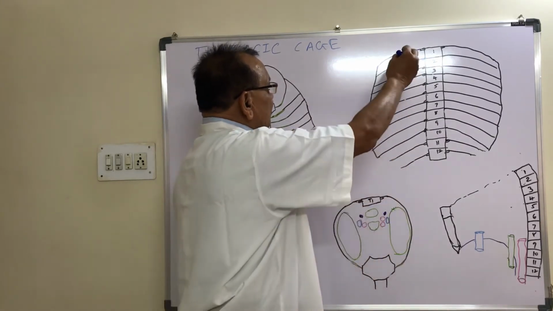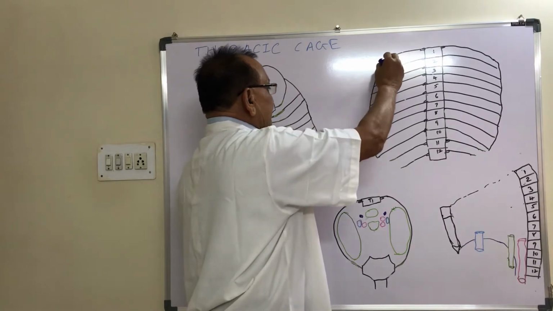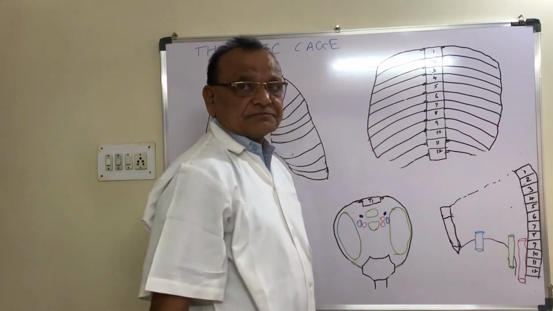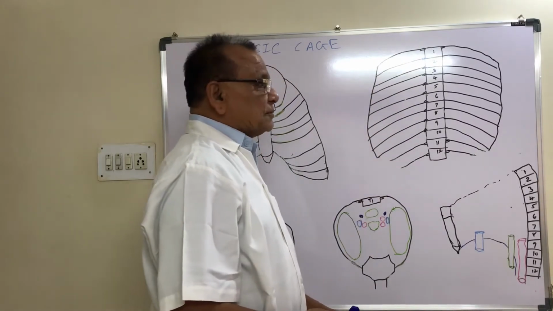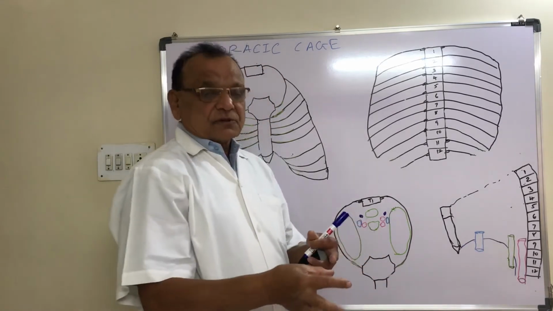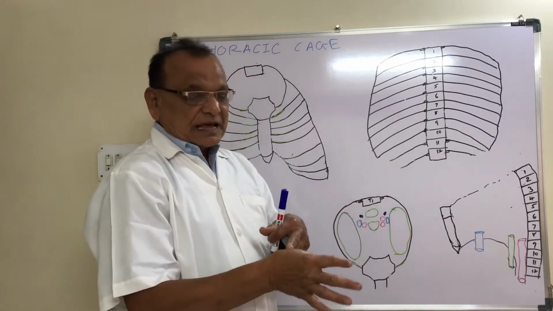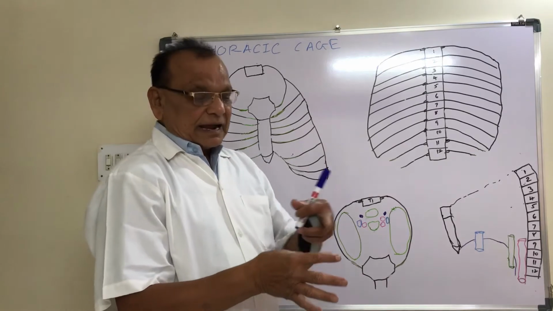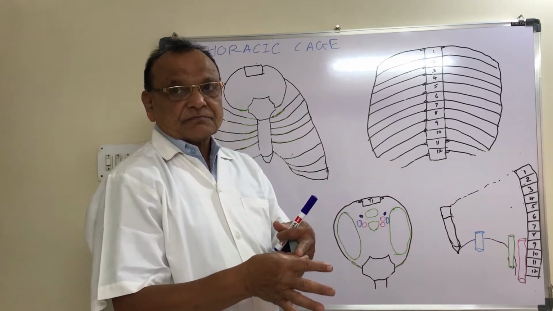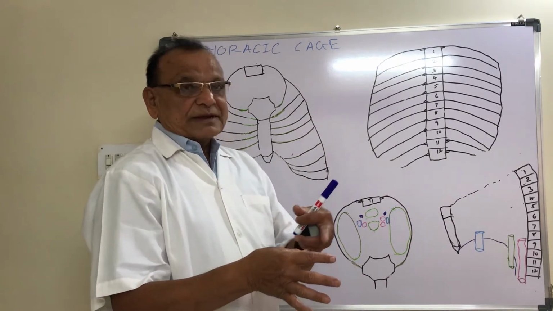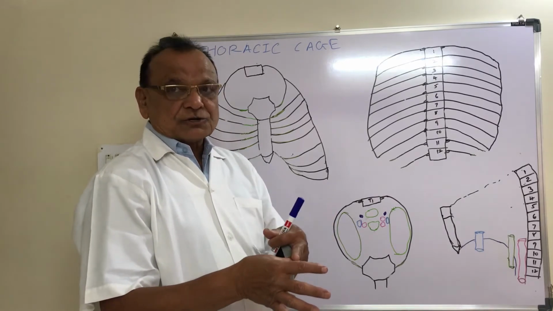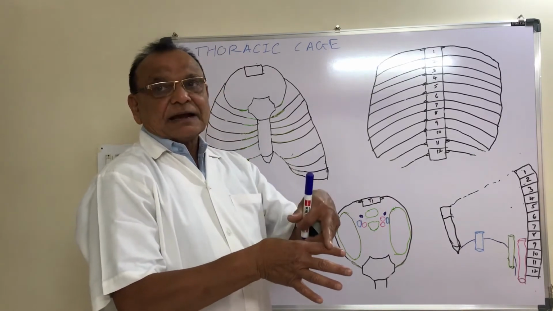Now laterally, there are 12 ribs. Suppose this is the rib. The rib is arch-shaped, and the rib has two ends, anterior and posterior. The remaining part is called the shaft of the rib.